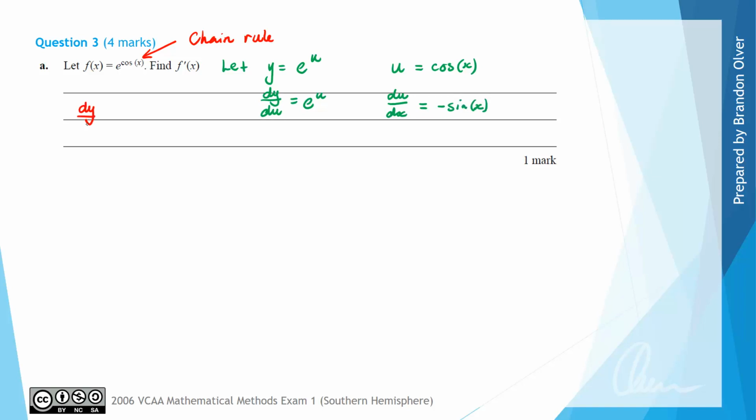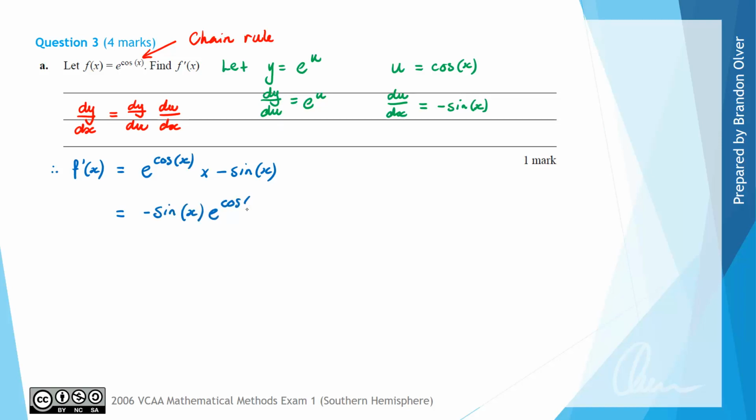From our formula sheet we know that dy dx is equal to dy du multiplied by du dx. Therefore the derivative f dashed of x is equal to dy du, which is e to the power of u, so that's going to be e to the power of cos of x times negative sine of x. And we can just clean that up slightly by expressing that as negative sine of x multiplied by e to the power of cos of x. Therefore f dashed of x is equal to that expression there. And for 1 mark you can simply state that answer.